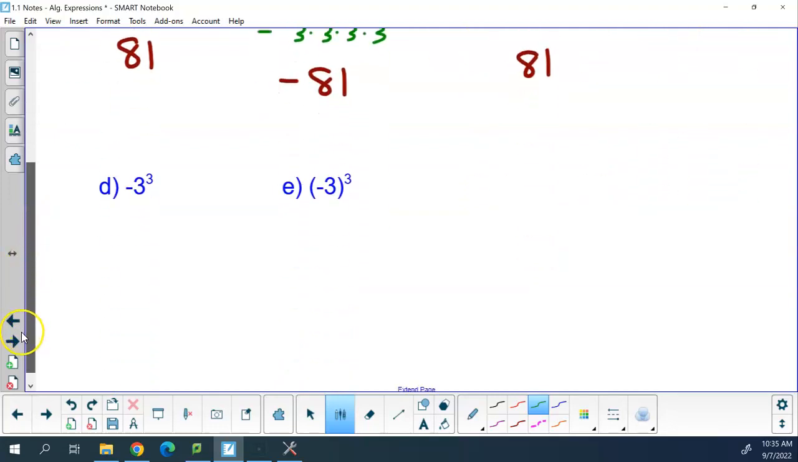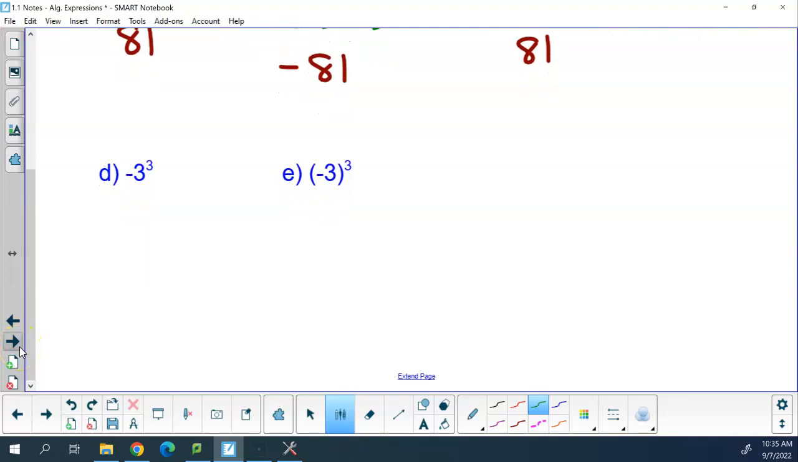Negative 3 to the 3rd power. This one? Negative 27, because it's negative, then 3 times 3 times 3. Okay. What about the other one? Now it's parentheses. Still negative 27 on this one. Yeah, because it's an odd exponent.